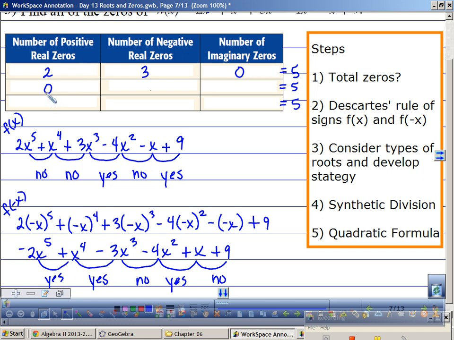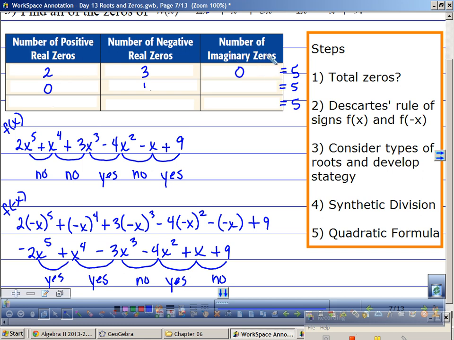0 positive in the positive direction. What's 3 minus 2? How many, if I had 1 negative real 0, where did I get the 2 from? Here? Because there was 2 sign changes in the positive direction. So I can have 2 positive real zeros. I'm gonna put a picture to it in a second, okay?